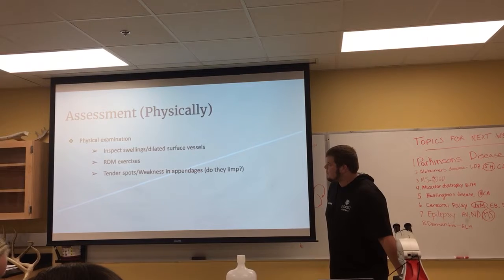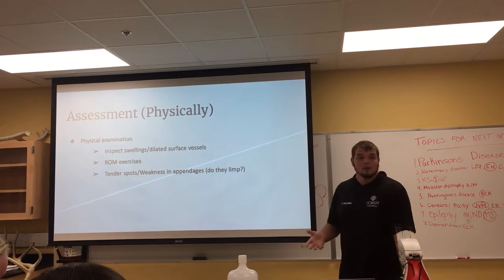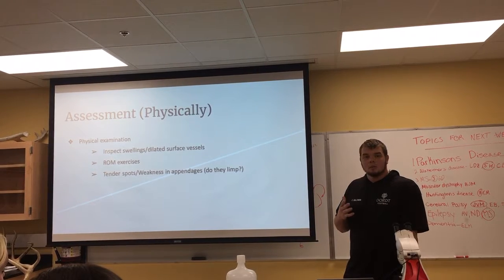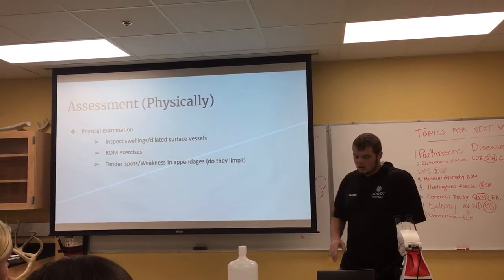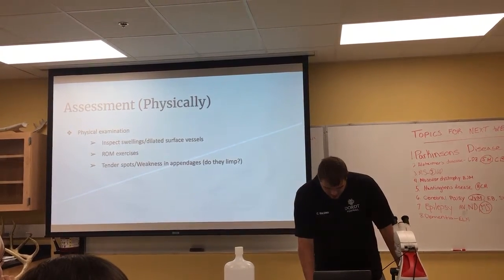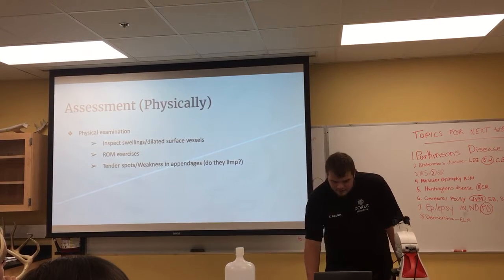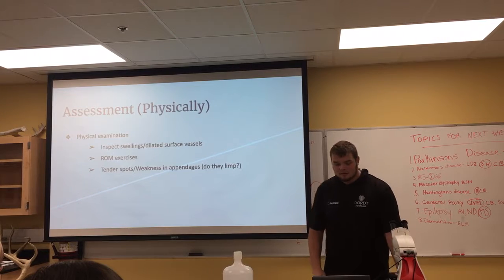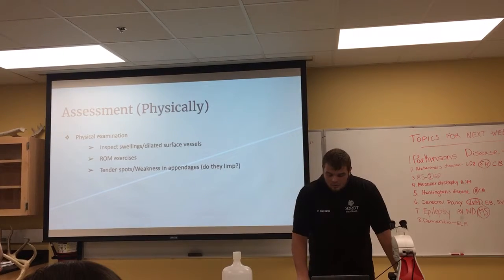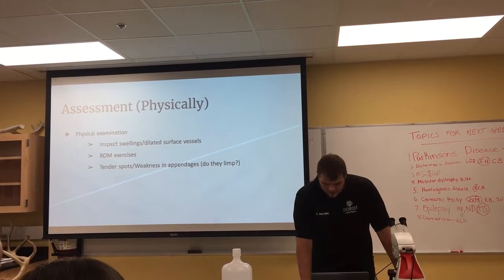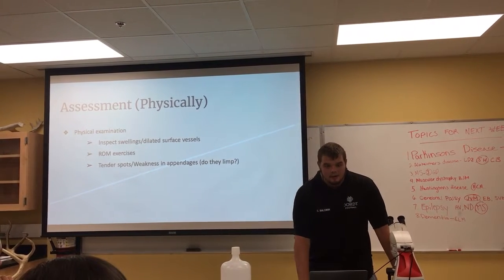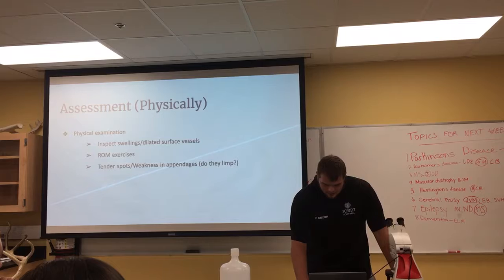There are tender spots and weakness in appendages. Again, do they limp? What are they doing when they go around? Are they showing pain? Are they wincing to show how hurt they are? Just simply observe it with your eyes. Be able to physically assess them. It's one of the things we as nurses do, and this is what we must do in the future. Testing can also contribute to figuring it out. Range of motion exercises are a great way to do that. You can physically assess them in a lot of different ways.